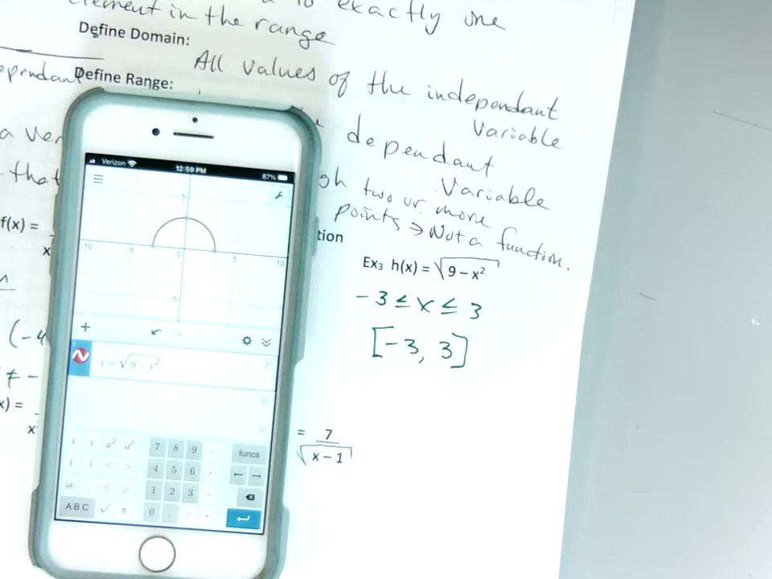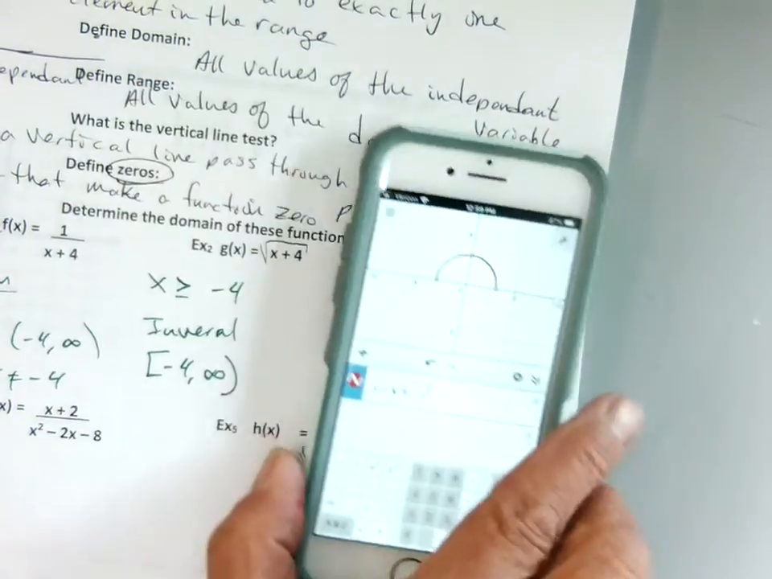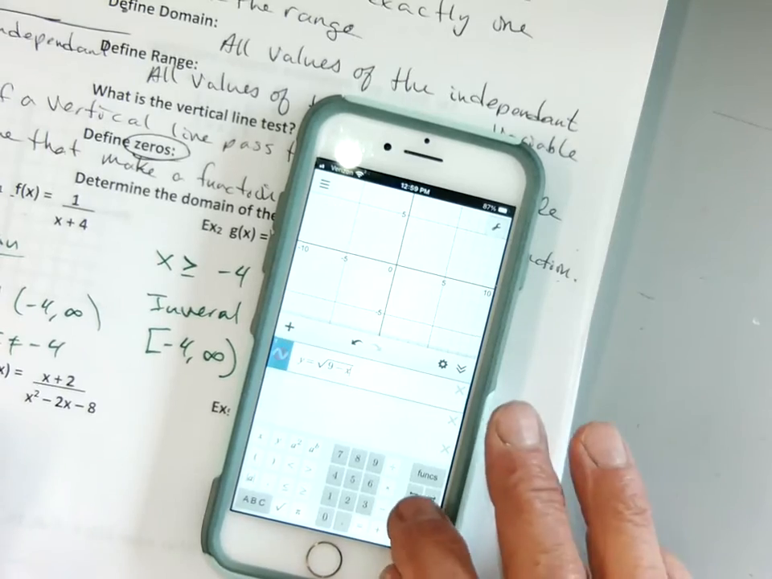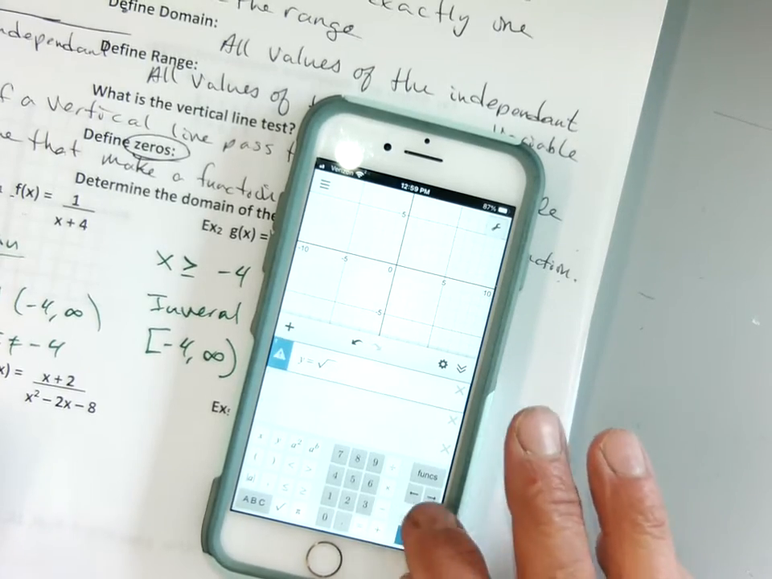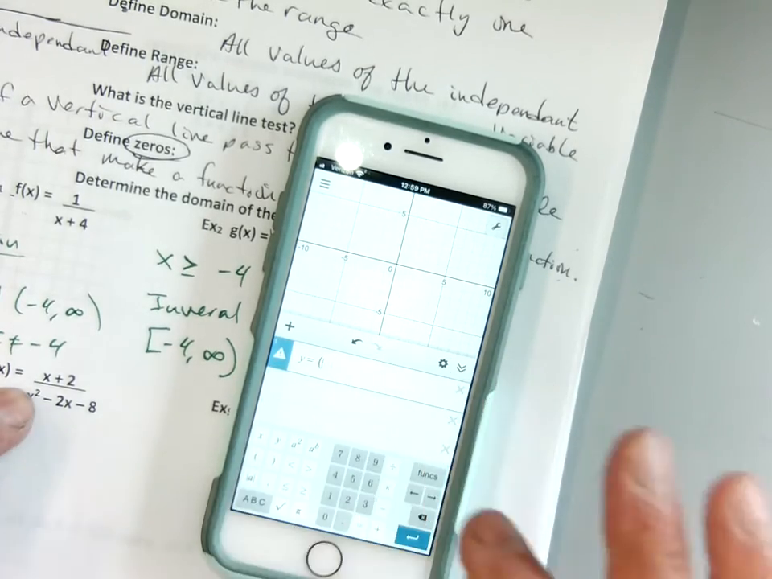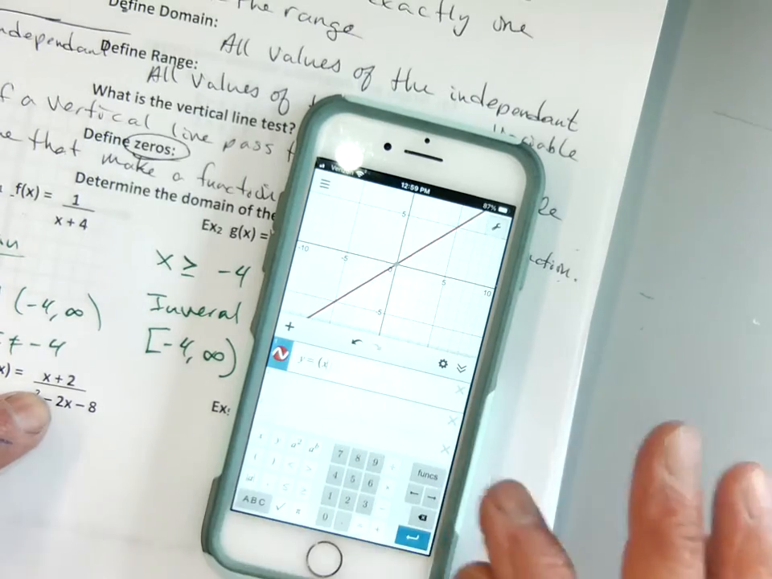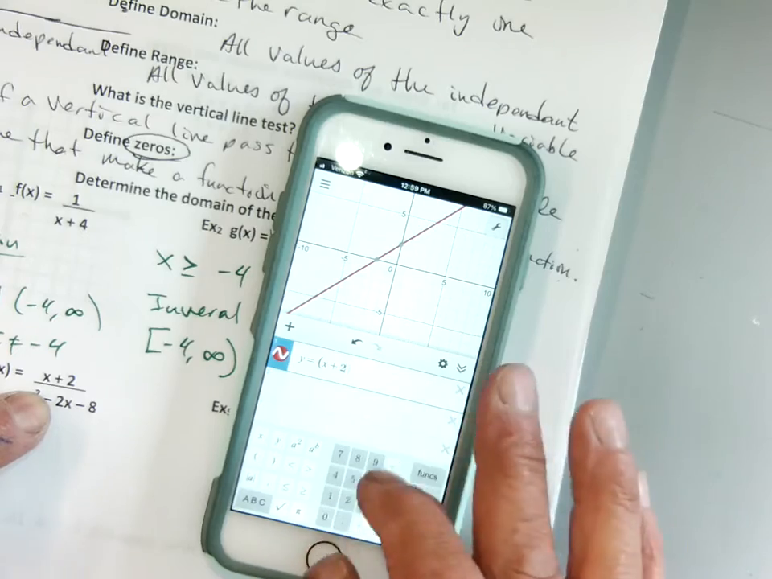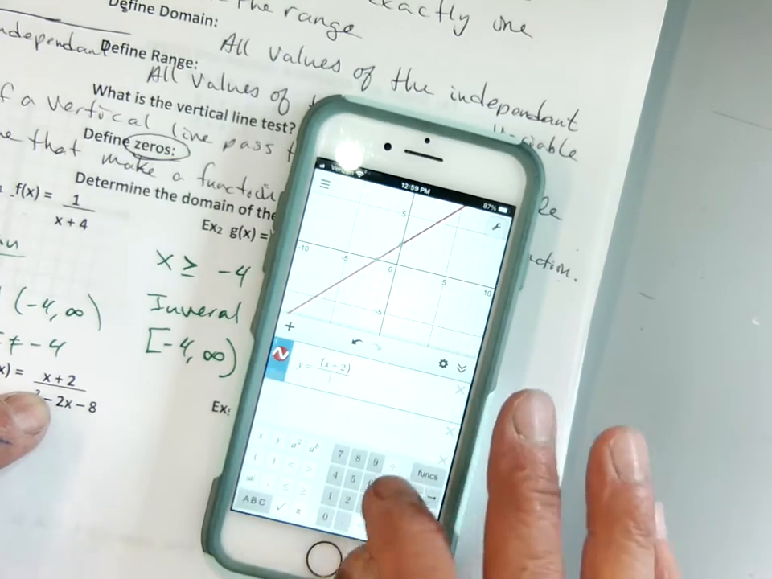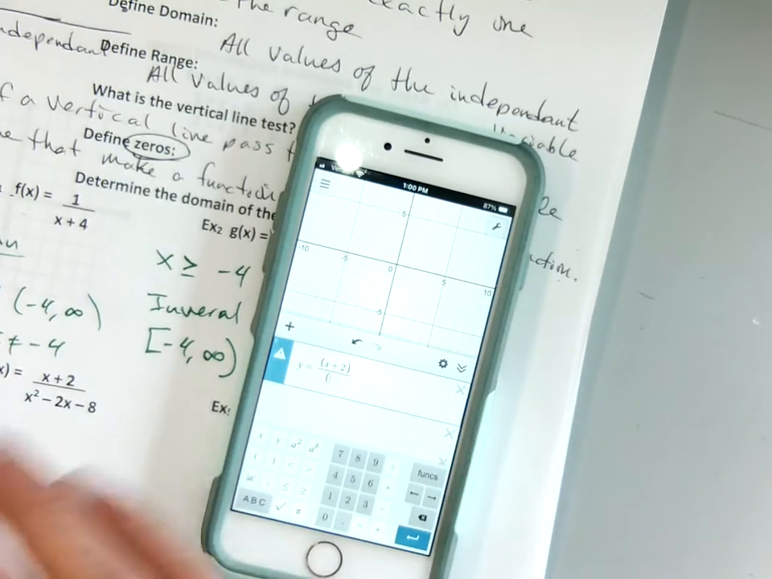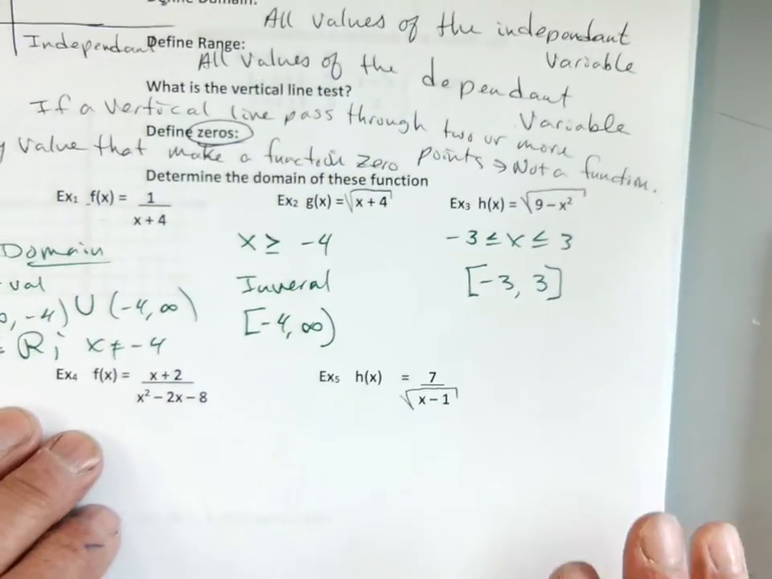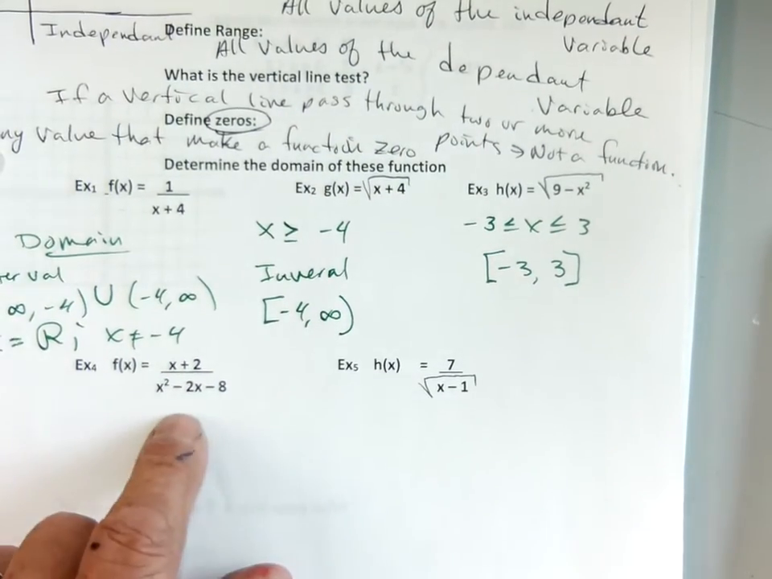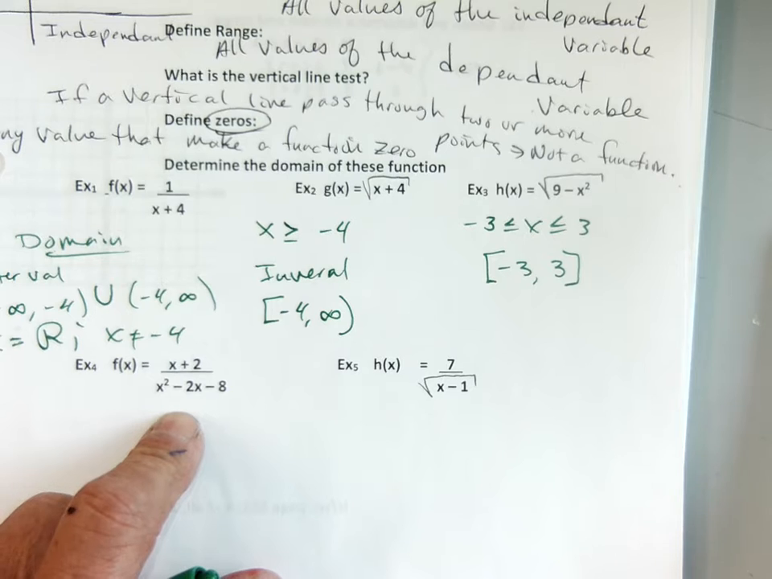Okay, now let's take a look at the next one. Get rid of that. Let's see if we can graph that one. Okay, parentheses. You're going to need parentheses. X plus 2 parentheses divided by, you're going to have parentheses here. Go ahead and type it in and see what you get. You could also do the algebra first.